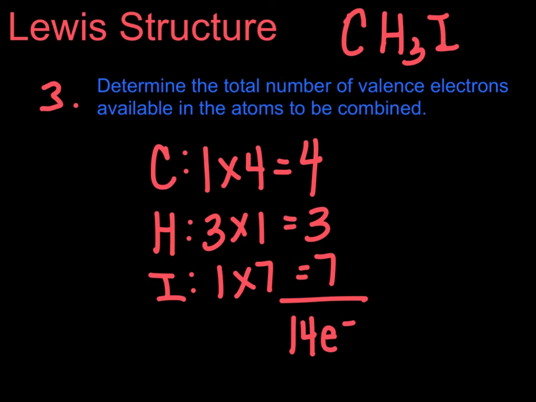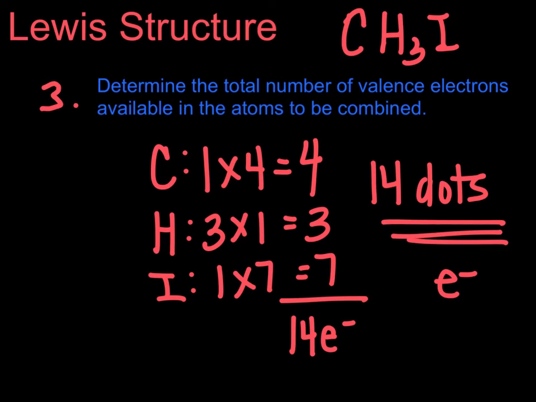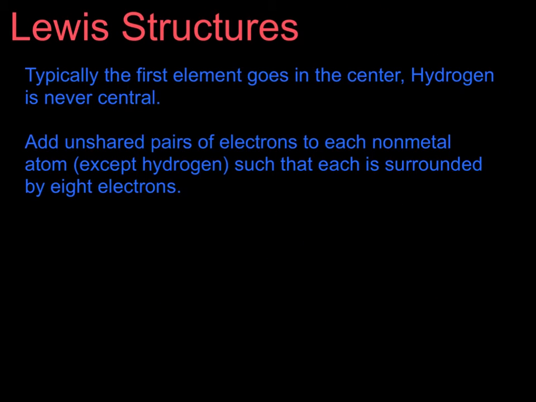Now remember, when we draw a Lewis structure, our electrons are represented with dots. So that means we need 14 dots on our Lewis diagram, which gives us our 14 electrons. When we're drawing Lewis structures, typically the first element goes in the center, but it's important to know that hydrogen will never go in the center, because hydrogen only has 2 valence electrons. If it goes in the center, it can't really bond with much else. Our goal with Lewis structures is to end up with all of our elements following the octet, which means that they're going to have 8 electrons.